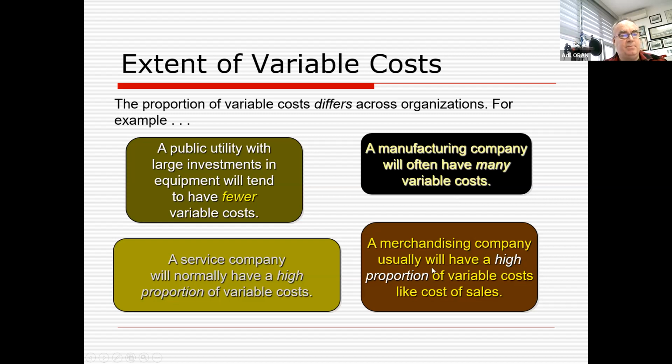A merchandising company usually will have a high proportion of variable costs like cost of sales. So if you're a merchandiser, meaning you're not producing, you're buying goods ready to sell, then there are not a lot of fixed costs. A lot of your costs is the cost to buy the products that you later sell. So they are basically variable. You need to buy more goods to be able to sell more, and those are considered variable costs. So that's what we end up with.